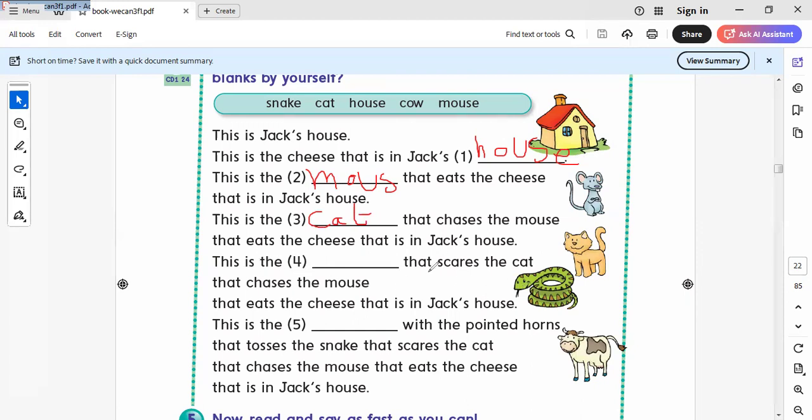This is the animal that scares Kate. Snake. It will be snake. That eats cheese and it's in Jack's house. This is the animal with pointed horns. It will be what? It will be your cow. Let's continue the rest of the unit.